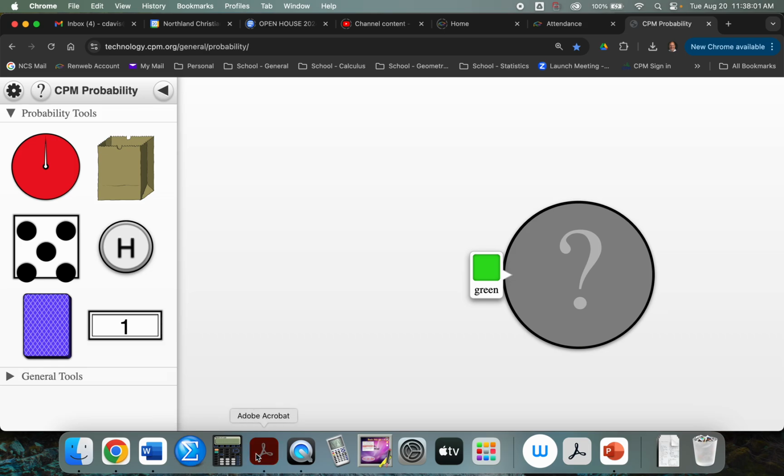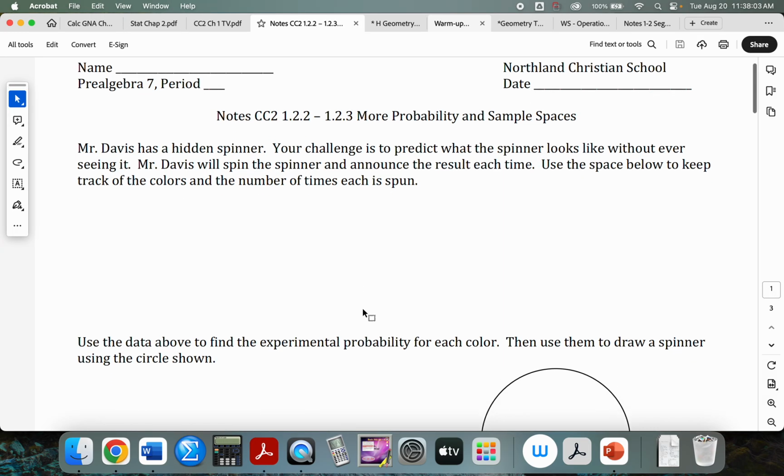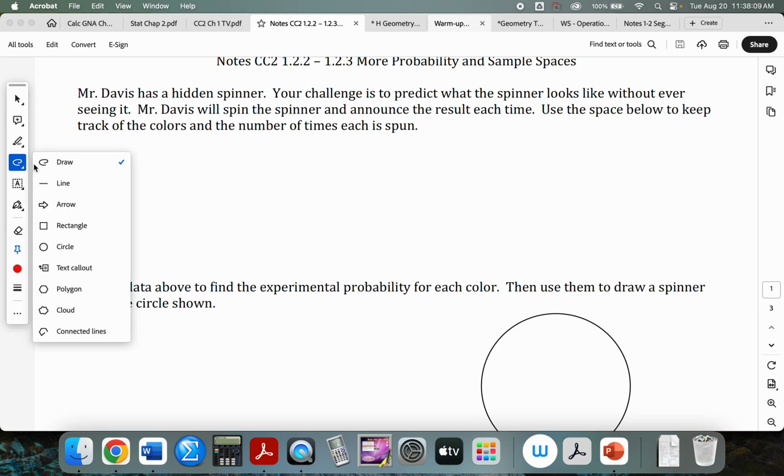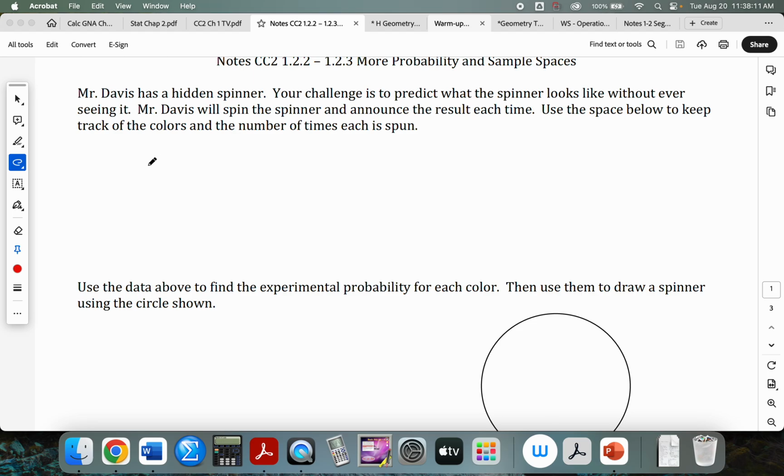All right, so how many purple? 16 purple. How many orange? 13 orange. Wait, how much is green? Green has 19, orange has 13, purple has 16. All right, so do we have a consensus from the class?